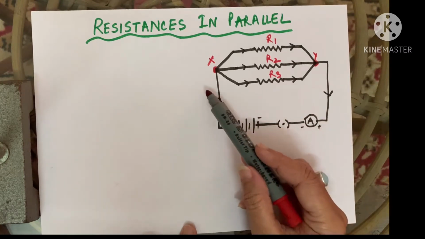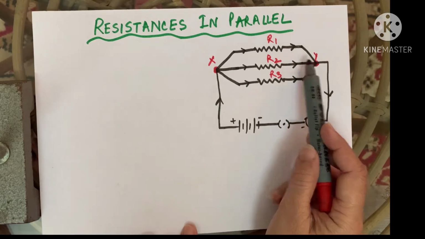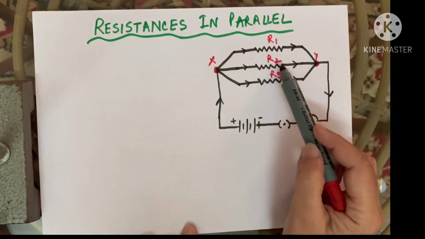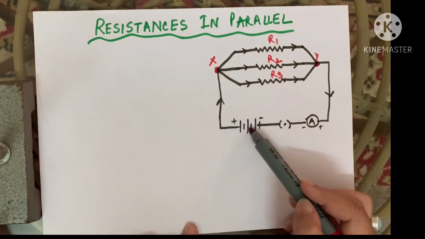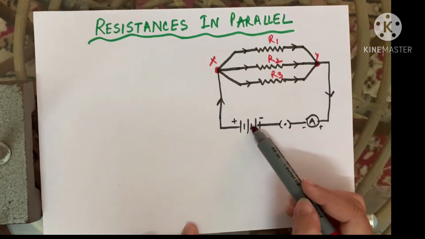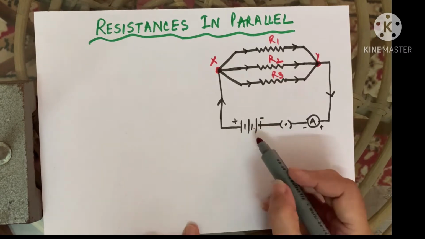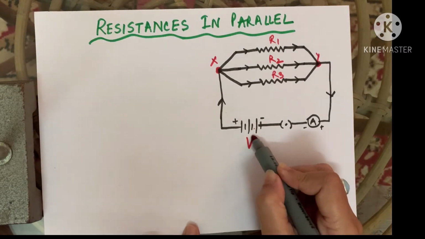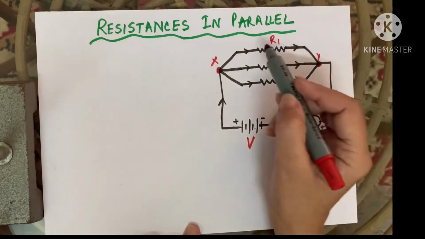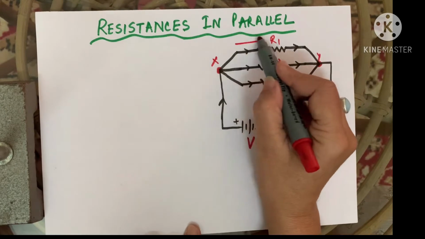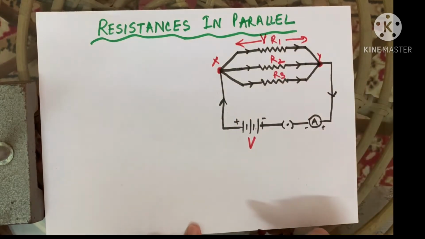Now please notice that these points X and Y are not only common for these three resistors, but also they are common for the battery as well. So if the potential difference across the battery is V, then across each resistor it will be V.